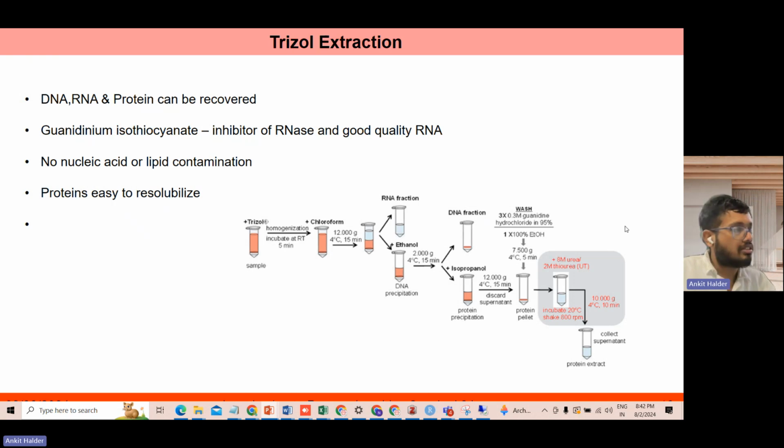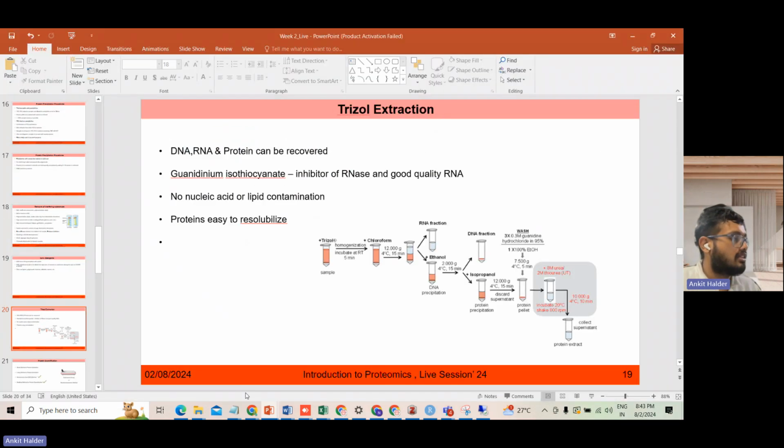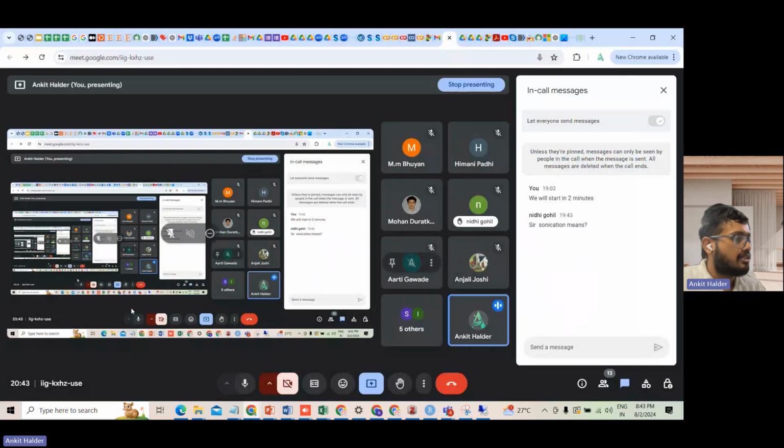So this first fraction, after using TRIzol, then adding chloroform, then centrifugation, will lead you to the upper layer that will contain the RNA fraction. Then you add ethanol, and after adding isopropanol you get the protein pellet, and then you solubilize using urea and thiourea, and then you collect the supernatant that will contain the protein extract. Okay, so these are the steps of TRIzol extraction of all three major biomolecules, RNA, DNA, and protein.